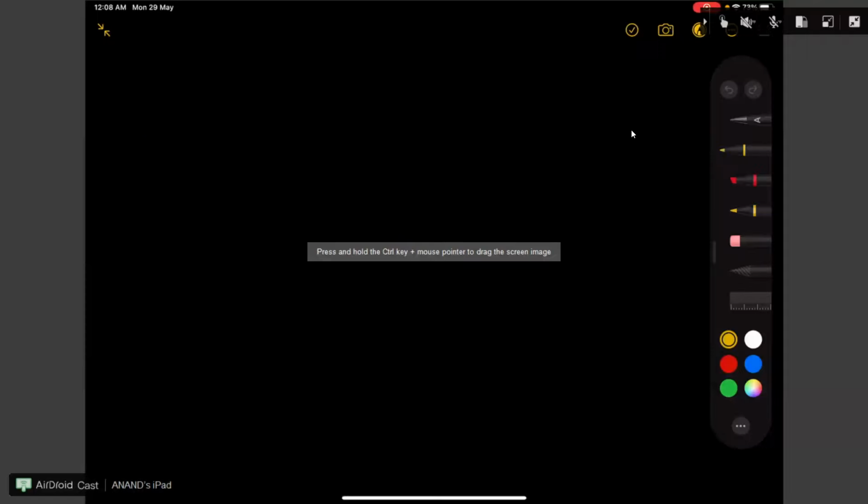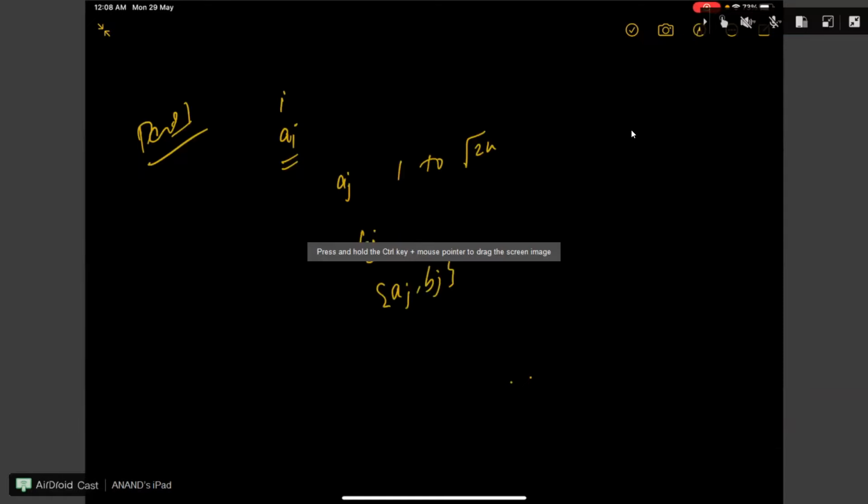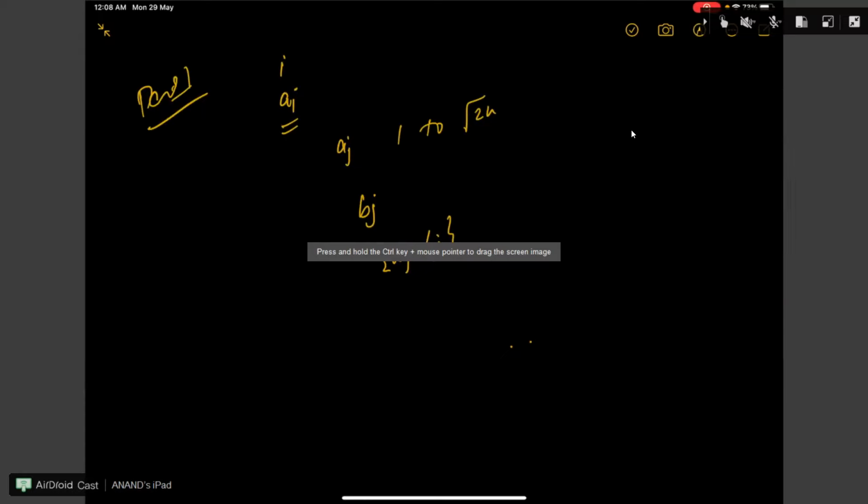Earlier for part 1, we were fixing the I value, due to which AI was fixed. After that, we were iterating over AJ from 1 to square root of 2n. We were then calculating BJ, and finding how many AJ BJs there are, and we just added the count of that. So now we are just changing the order of the loops. We will now run the loop of J first. So first of all, we will run a loop for AJ. AJ will vary from 1 to square root of 2n, right?